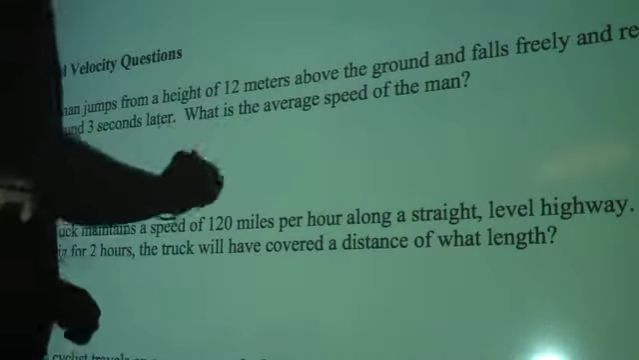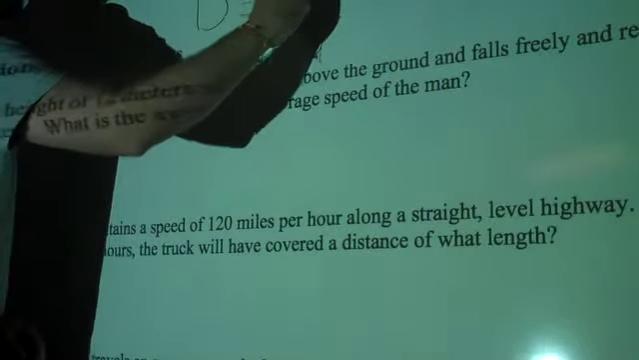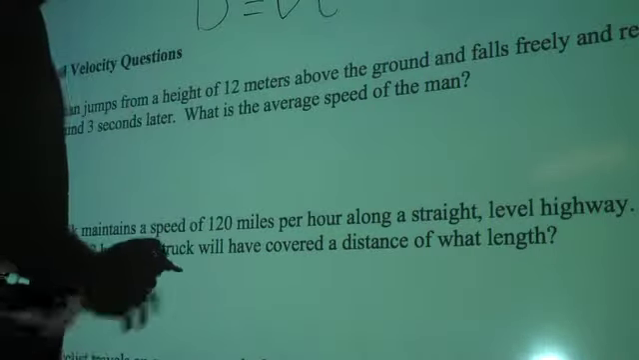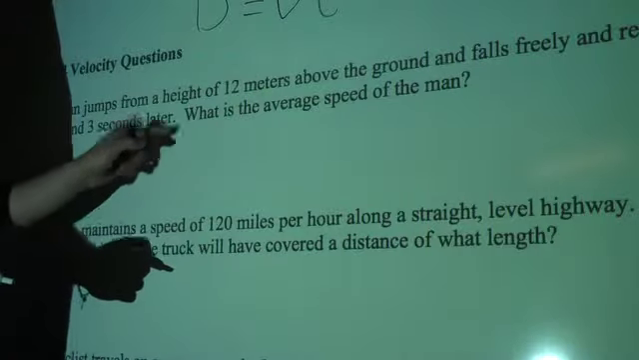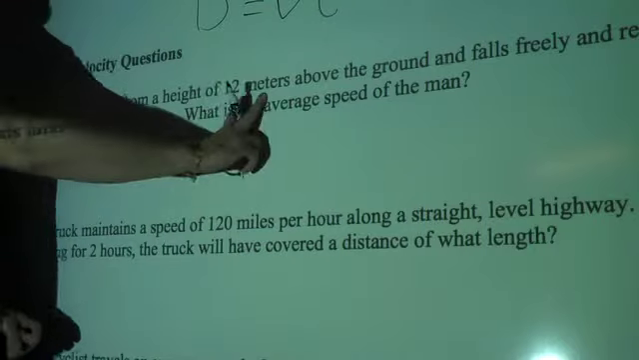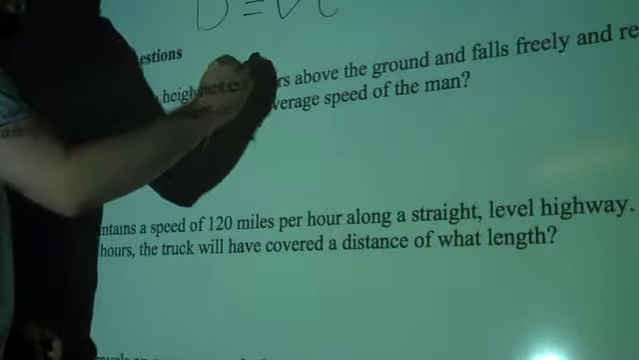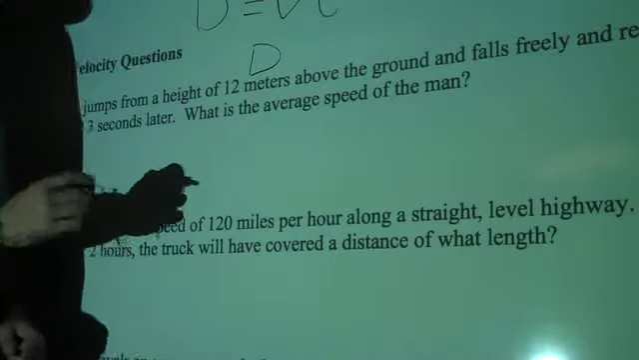And so the equation we're going to use for these problems is always going to be d equals vt. Okay, so we're going to find what we have in here and then what we don't have. So first off, he jumps from a height of 12 meters. So 12 meters is just a distance, so I'm going to label that with d. You should do that on your own paper.